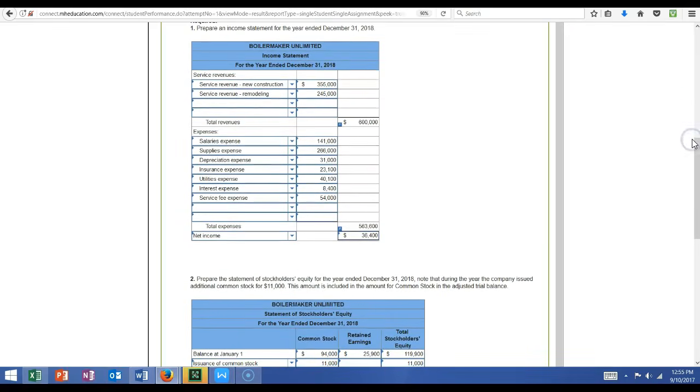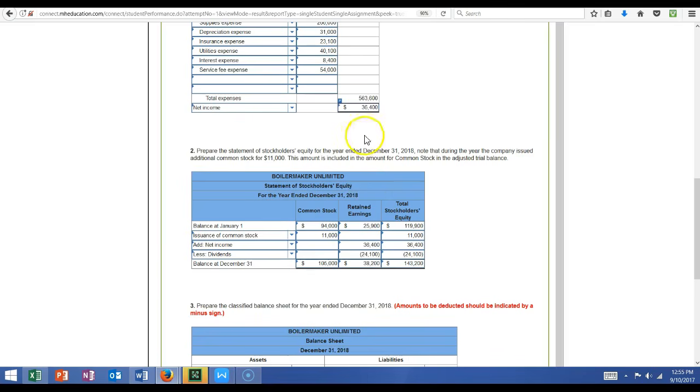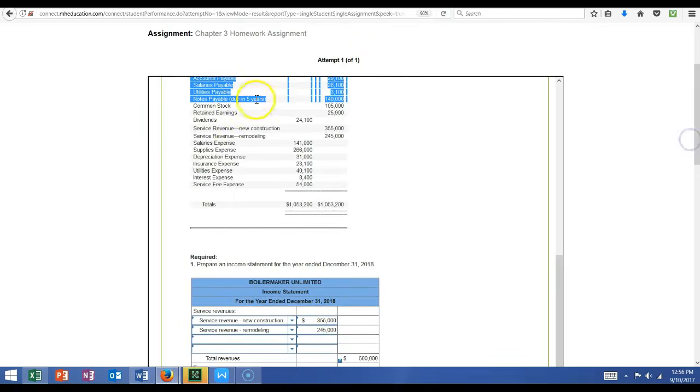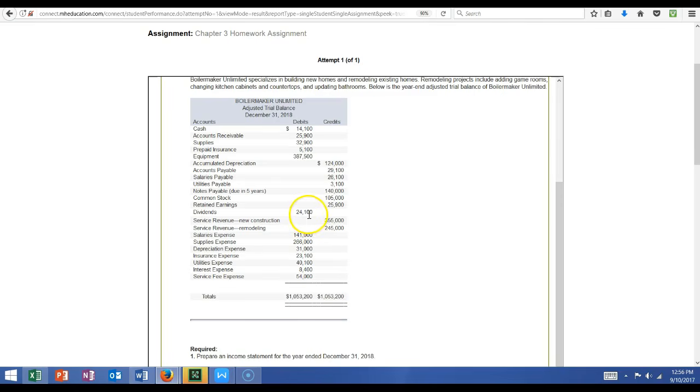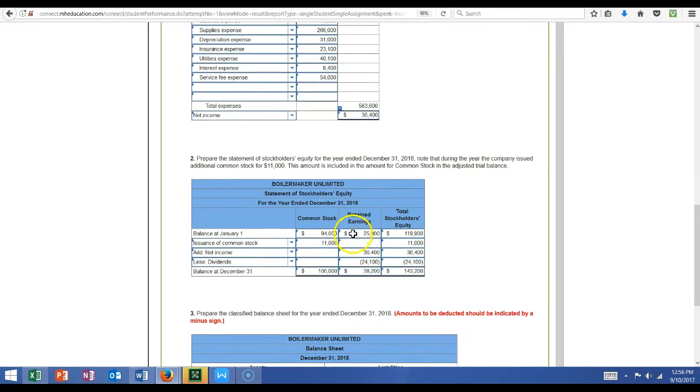We figured out our income statement. The $36,400 in the income statement, ultimately in net income, we're going to add that to our retained earnings. The dividends of minus $24,100 show up on our adjusted trial balance here, the 24-1. So we know the retained earnings piece is our beginning retained earnings balance plus our net income minus our dividends to give us our ending balance.